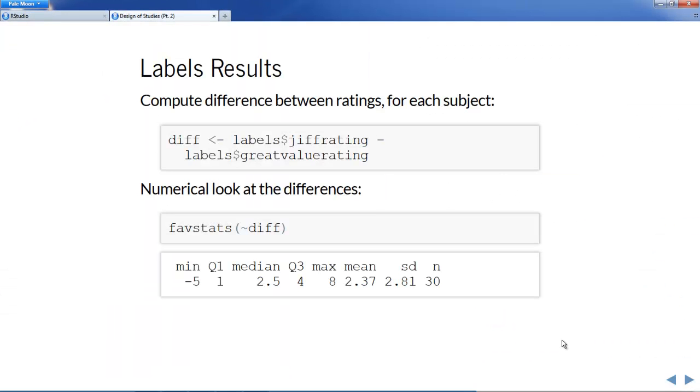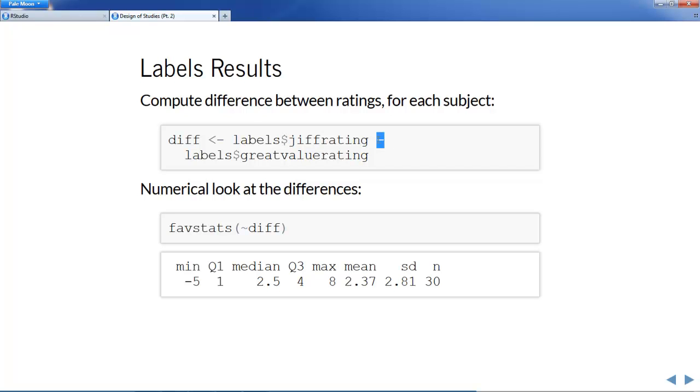So you might be interested in seeing the results of the experiment, at least descriptively. This is repeated measures. Each student was given 2 ratings. So you're interested in the difference. How do you compute the difference? You want the difference between the Jif rating variable and the Great Value rating variable. So the way you make R do this is first tell it how to find the Jif rating. Since it's inside the labels data frame, you can say labels and then $, and then the name of the variable you're interested in. That tells R to look for Jif rating inside of labels.